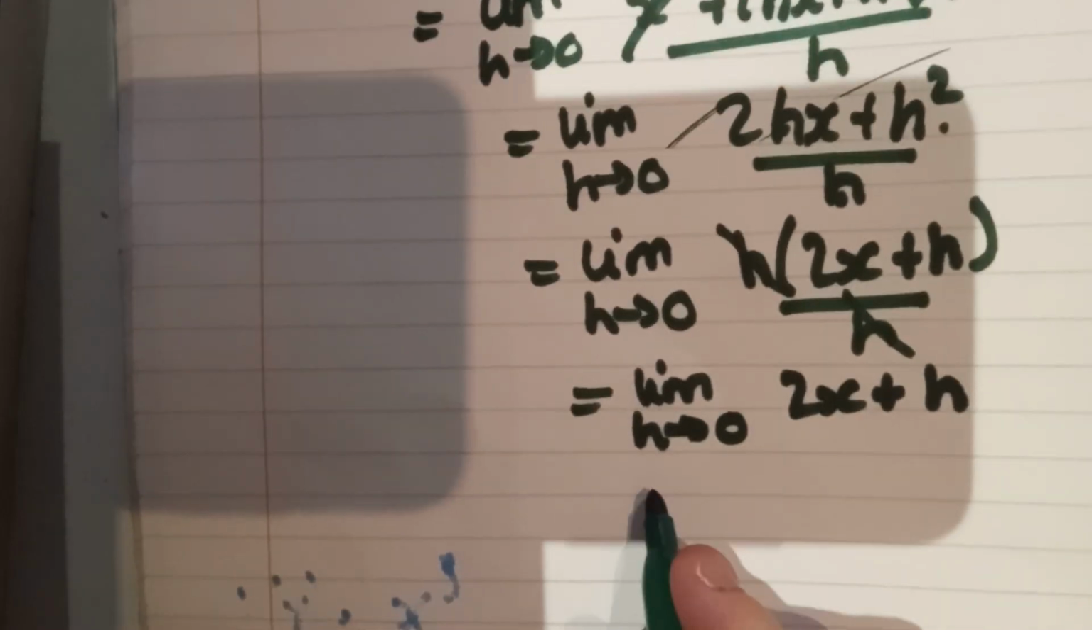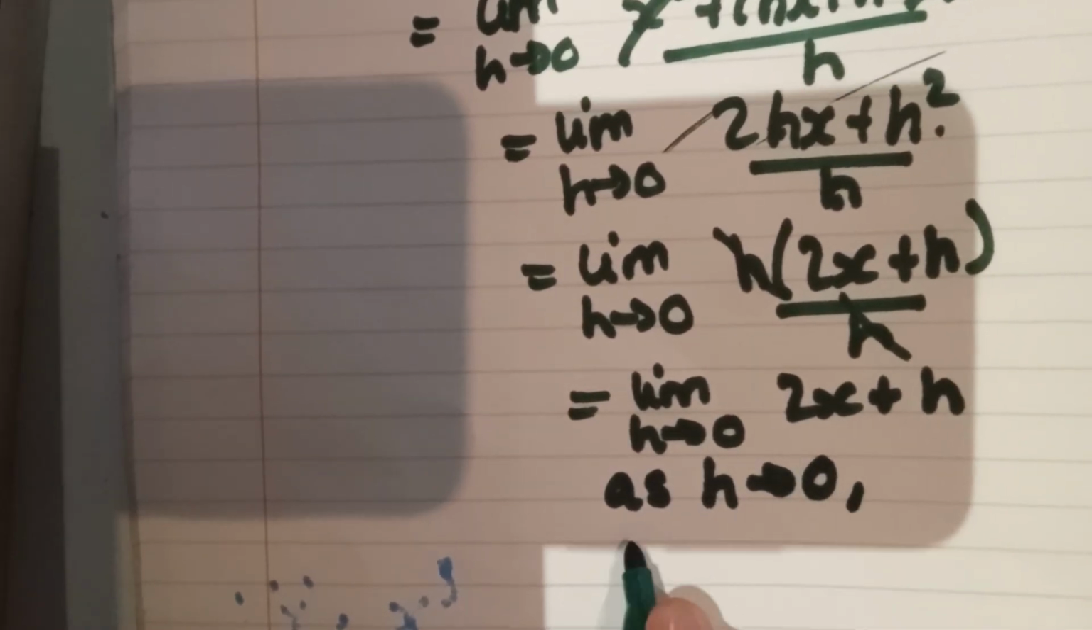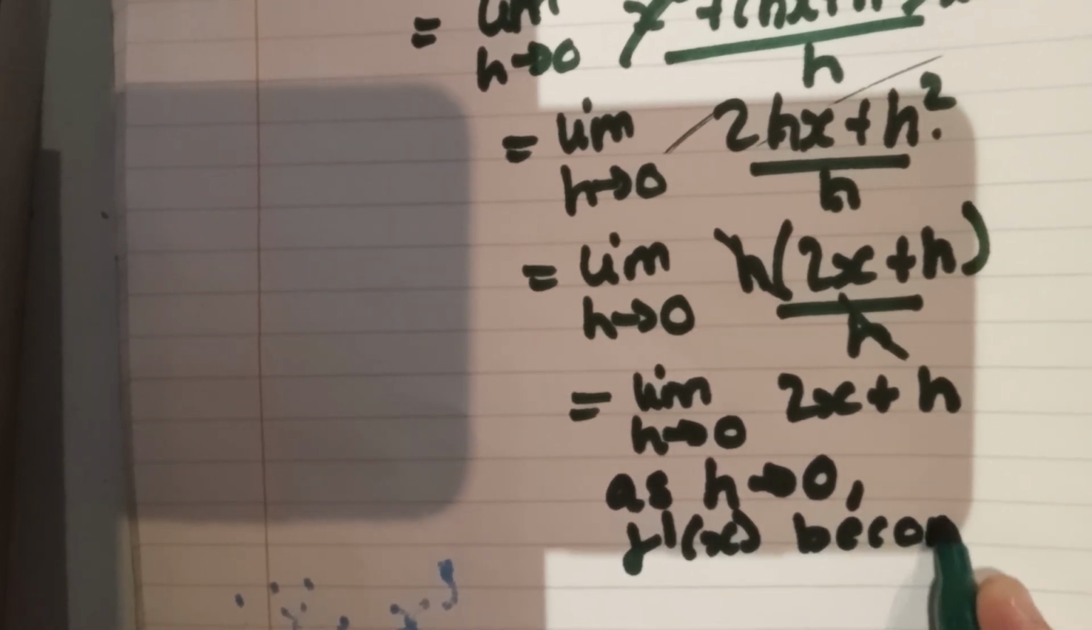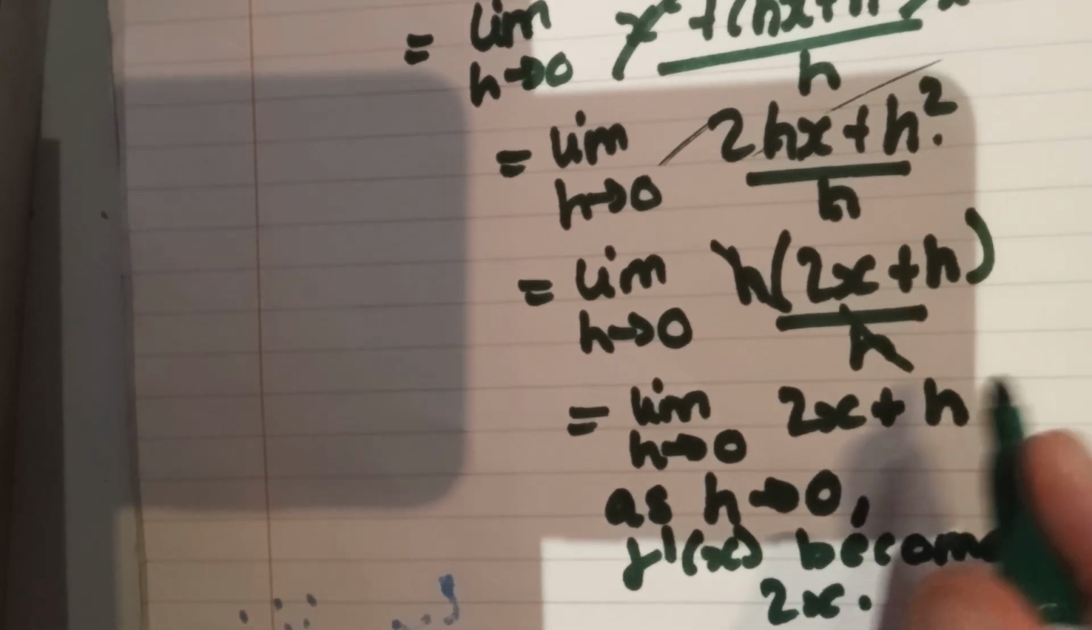And now we can say, as h tends to 0, f dash of x becomes 2x. So basically what we're saying is h becomes infinitesimally small. We can just treat it as 0. So say that it's just 2x plus 0, so 2x. So there we go. We have just differentiated x squared from first principles.